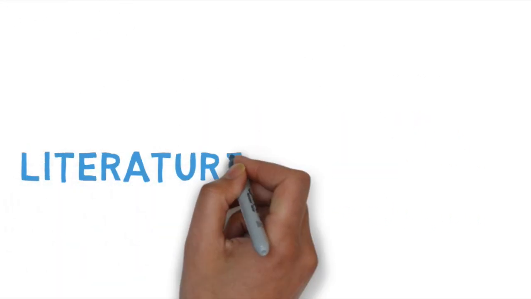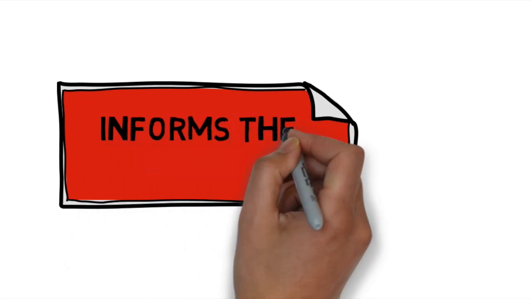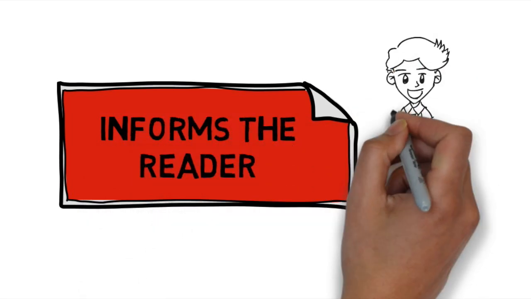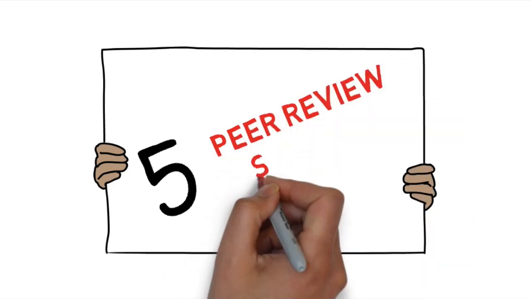The second component of the research proposal is the literature review. This section informs the reader that you not only are aware of the existing literature surrounding the topic of choice, but also to inform the reader what that literature suggests. I'm requiring you to find at least 5 peer-reviewed sources that you need to include in your literature review.